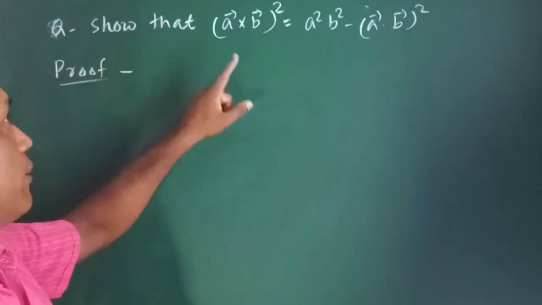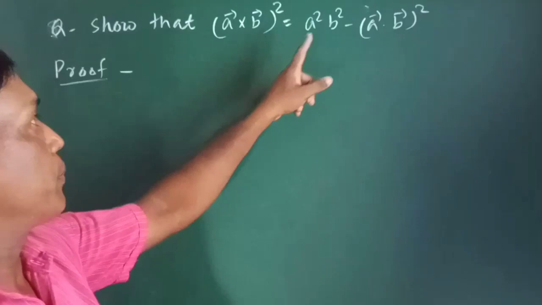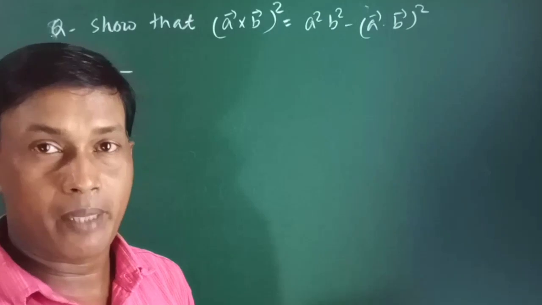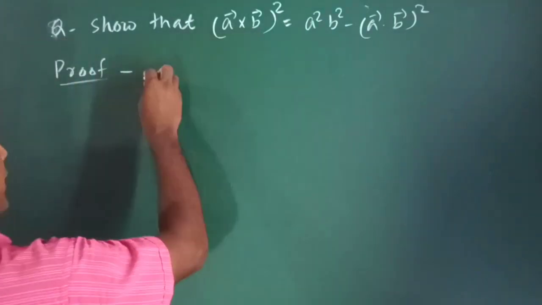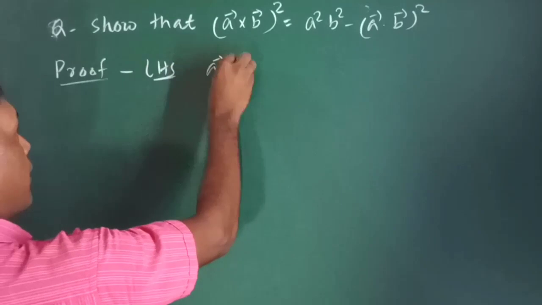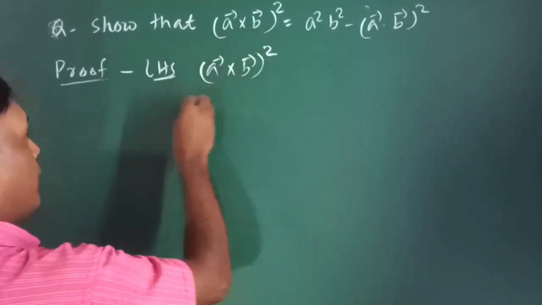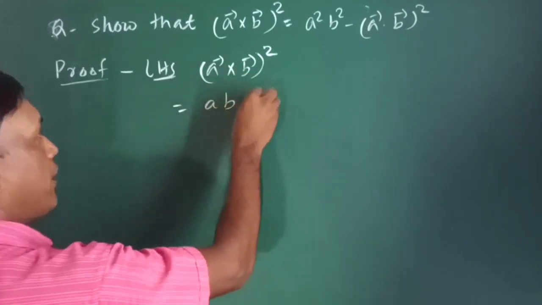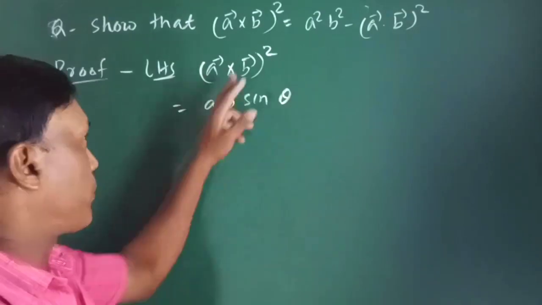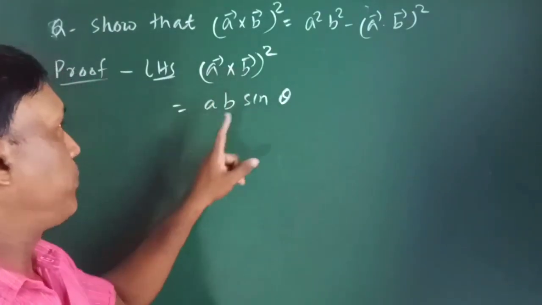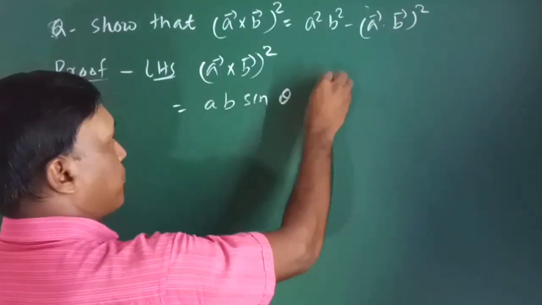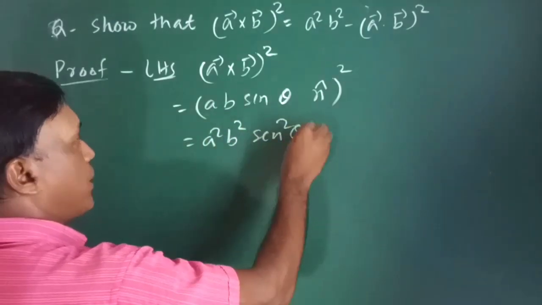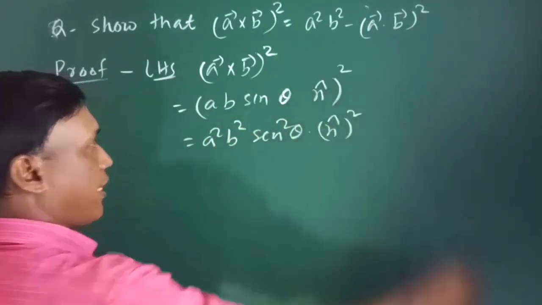Next question is to show that the square of A cross B is equal to A square B square minus square of A dot B. This A and B represent the magnitudes of A vector and B vector. Now from the LHS we have the square of A cross B. A cross B means magnitude of A into magnitude of B into sine of the angle between them. Suppose theta is the angle between them. A cross B is AB sine theta n cap, and the square of this is A square B square sine square theta and square of n cap.